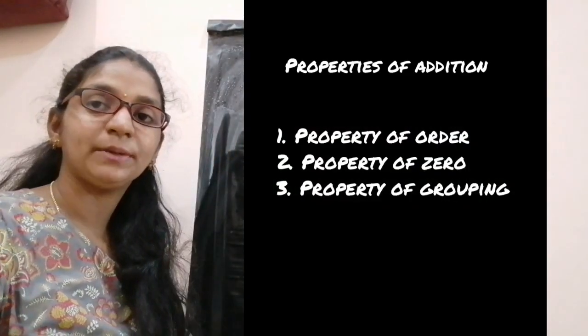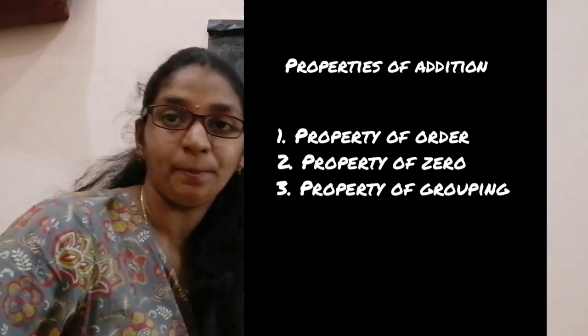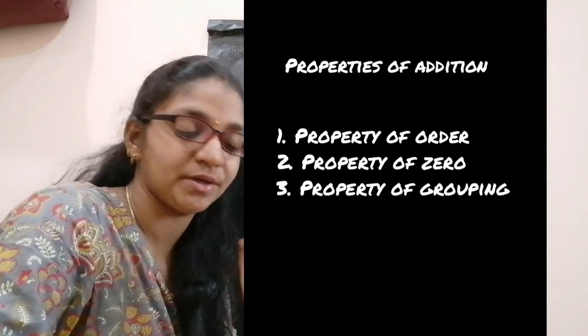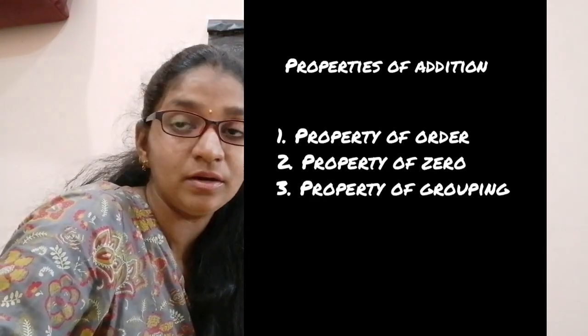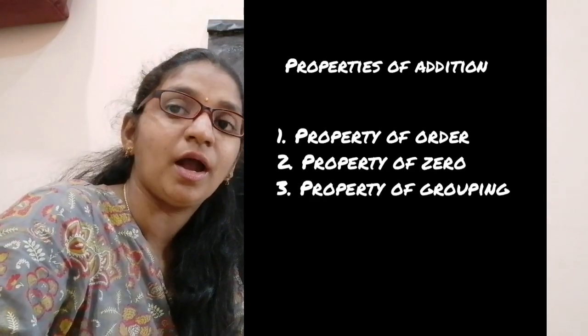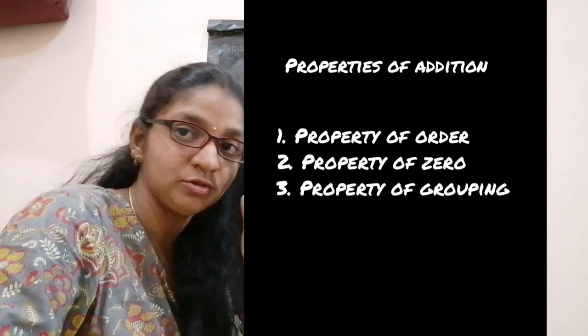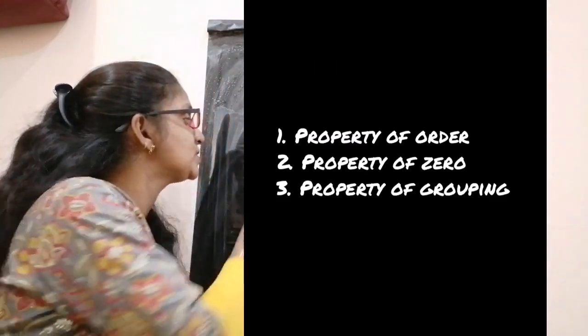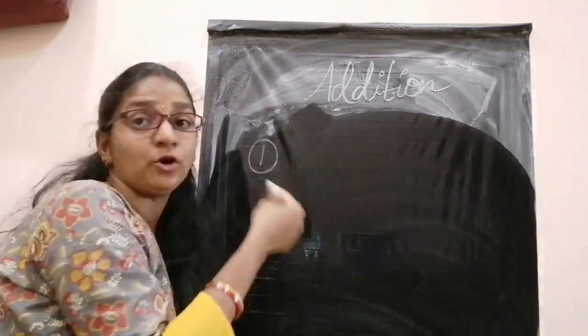Next we are going to learn about the addition properties. What are the addition properties? There are 3 addition properties and they are property of order, property of zero and property of grouping. So let's discuss each and every property in detail. So first one, property of order.